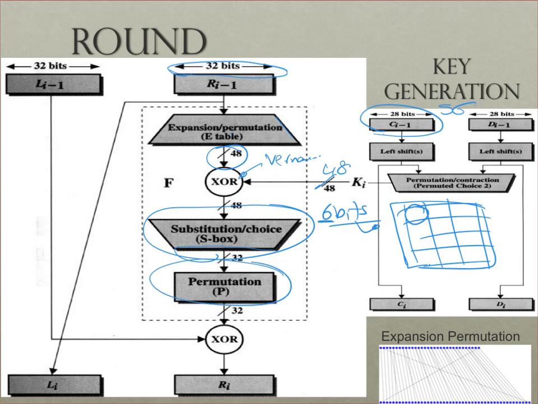And then we'll do another permutation. And this permutation is no contraction, no expansion. So it preserves the size. Okay? And then we'll do the XOR, which is normal, to finish this round, and then we go to the second. So all of this is done per round. You have 16 rounds like this.